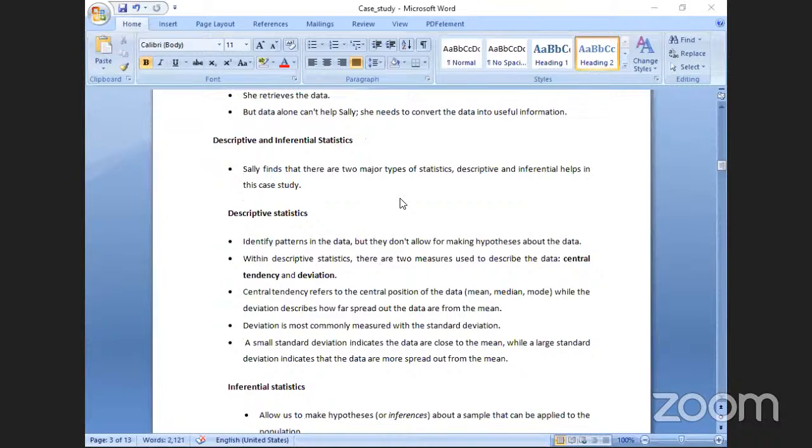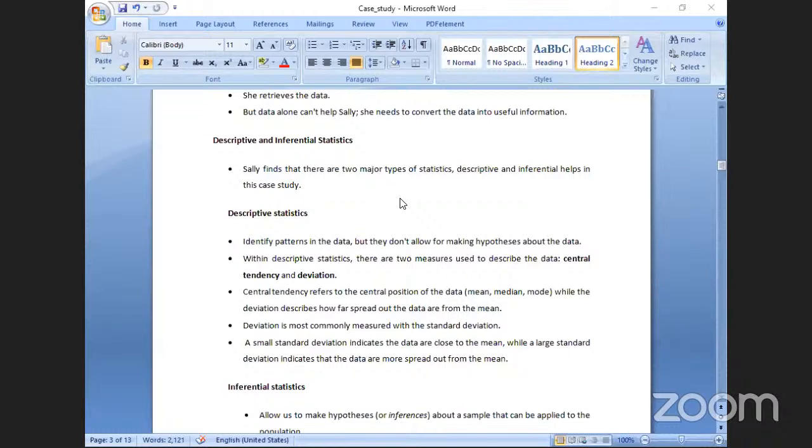One is descriptive statistics. About these two forms of statistics I've said, right? Descriptive statistics is basically used to identify the patterns existing in that data, but you can't make any hypothesis in that. It is only to identify some interesting patterns existing in that. With descriptive statistics, you can perform two measures to describe this data: one is central tendency and another one is deviation. These two are popular measures used in descriptive statistics.